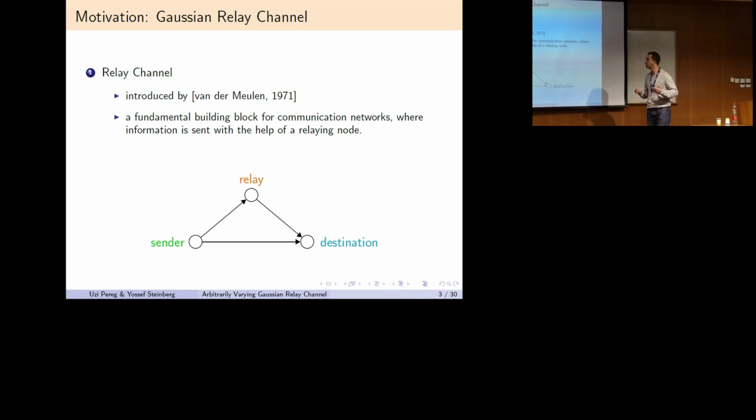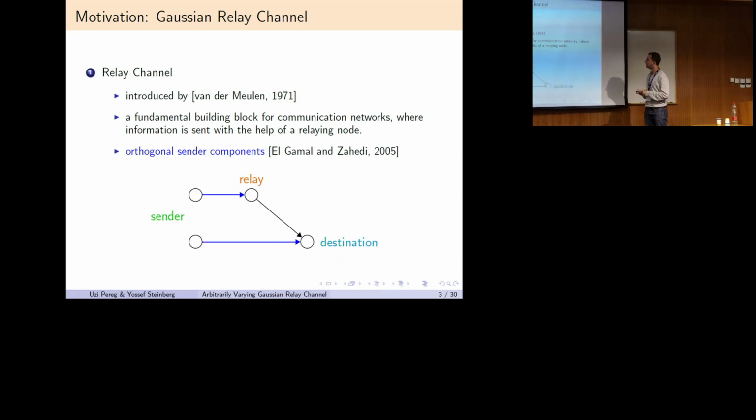It is considered to be a fundamental building block for communication networks. Here we have a very simple network of 3 nodes where the sender wishes to send information to the destination receiver with the help of the relay. The relay receives a noisy version of the sender's transmission and sends its own transmission to the receiver with the purpose of helping the sender's communication.